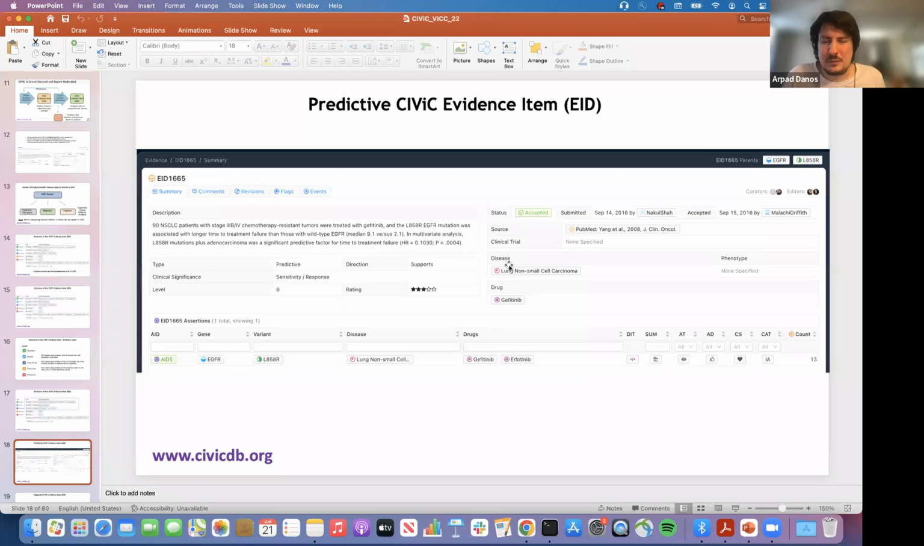So, a well-established, old sort of relation of targeting one of these primary sensitizing variants, L858R. It's a driver variant for EGFR, and targeted by this first generation gefitinib. By now, of course, there are multiple later generations targeting these.